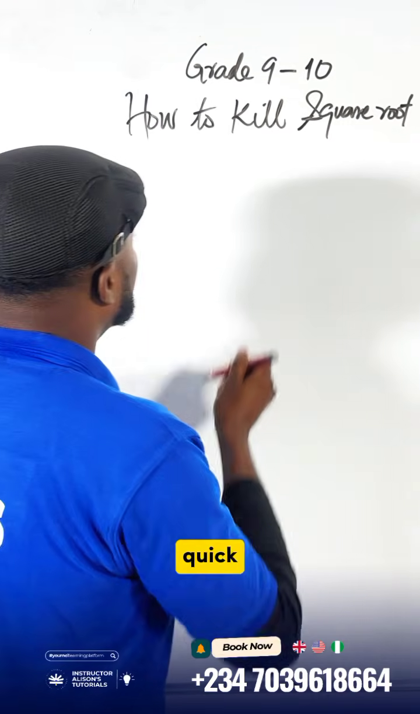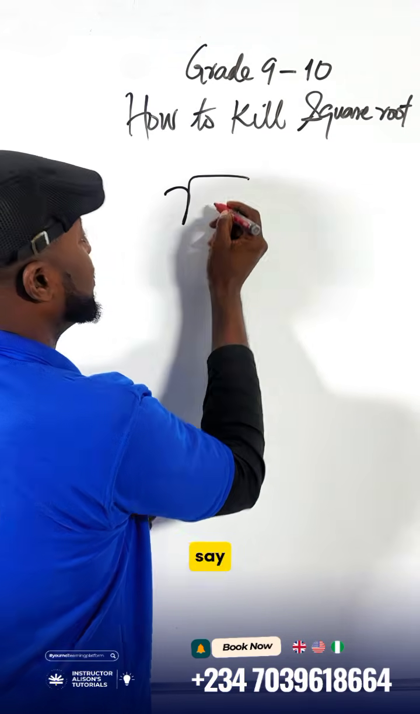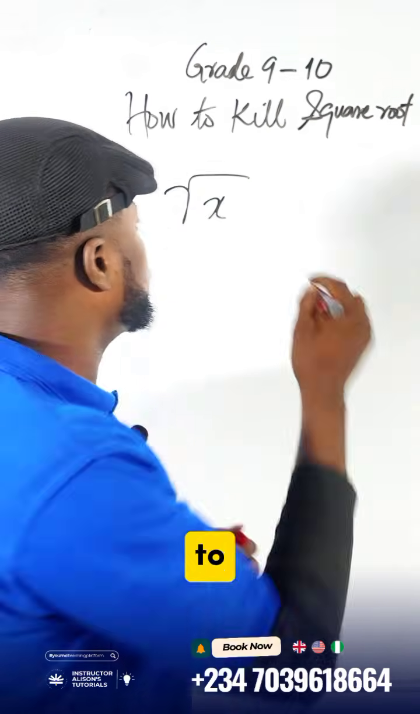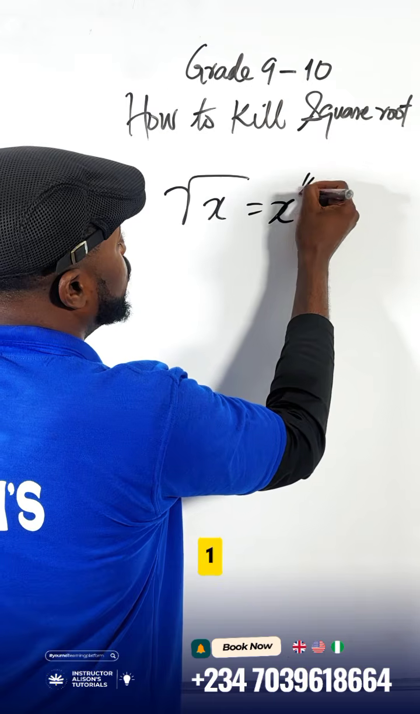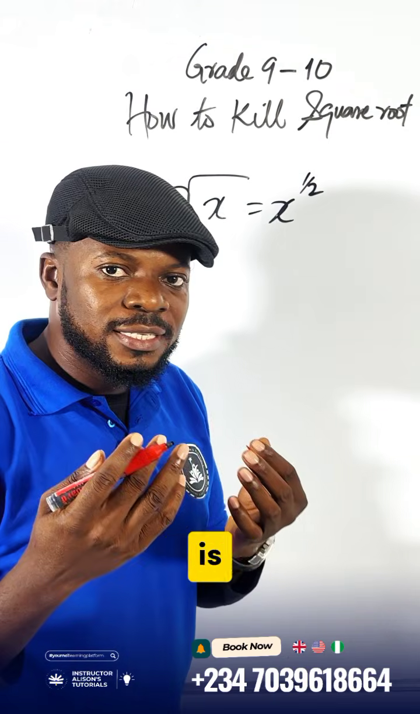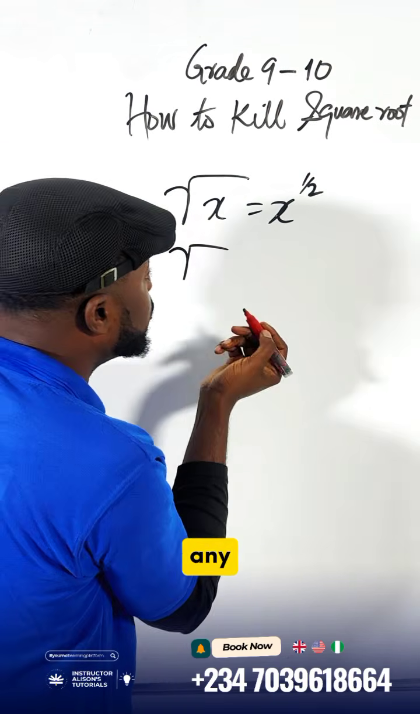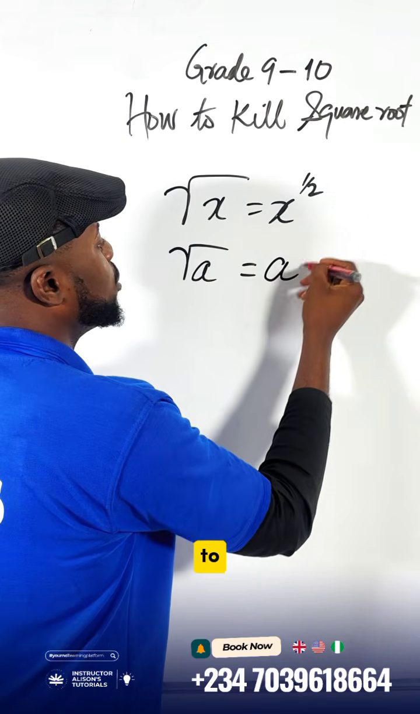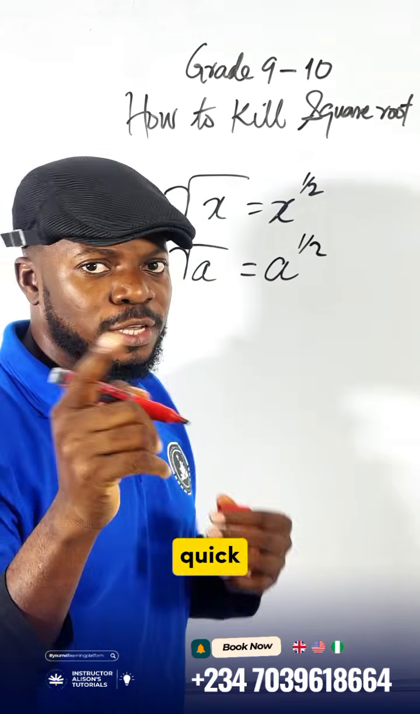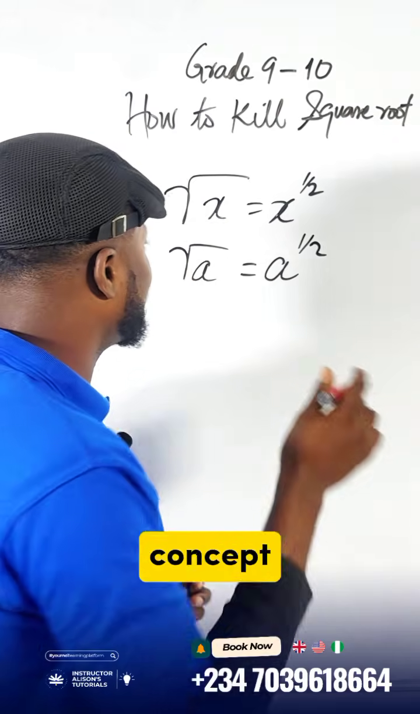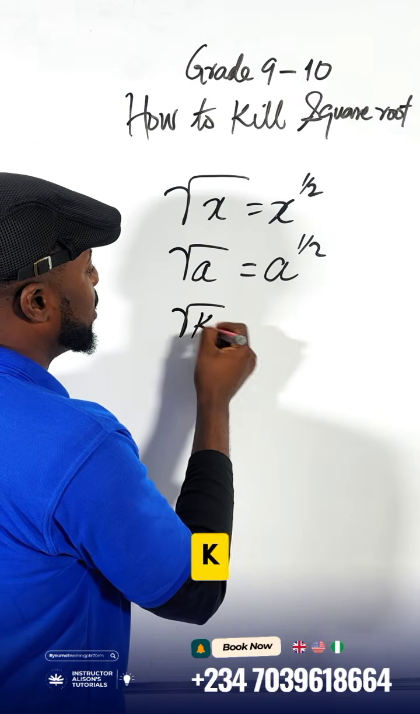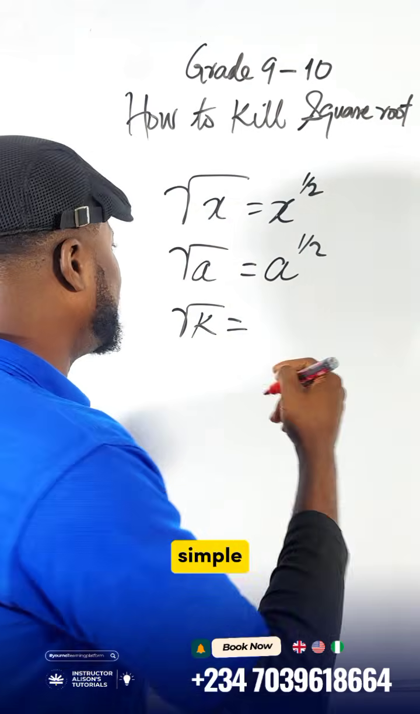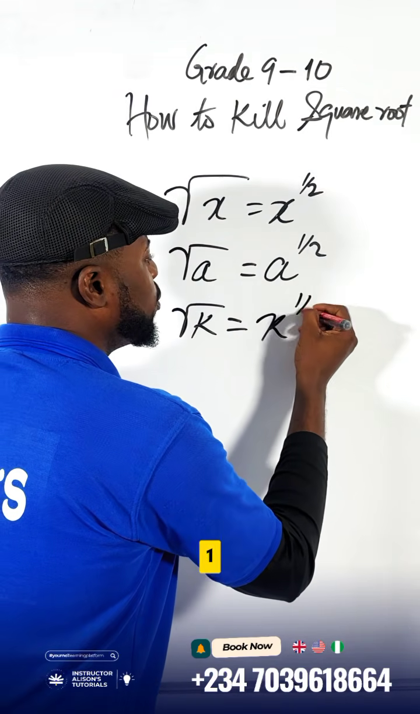Let me show you something real quick. If I have the square root of a number, say x, I can easily transform the square root of x to become x to the power of 1 over 2. So what that means is that if I have the square root of any other number, say a, I can easily transform it to a to the power of 1 over 2. Let me test you real quick to see if you understood this concept. What if I have the square root of k? What do you think the result will be? Pretty simple. k to the power of 1 over 2.